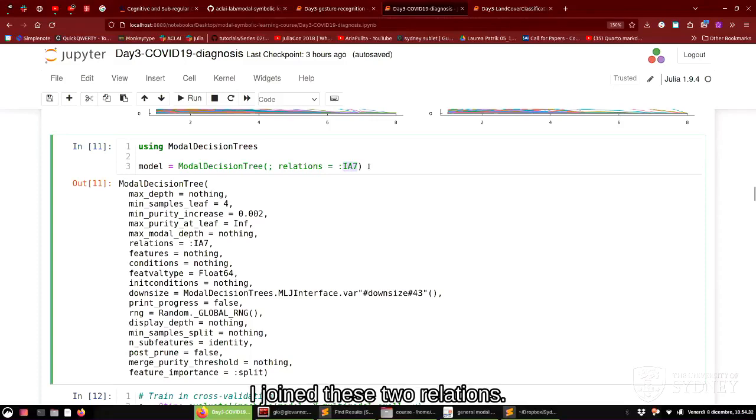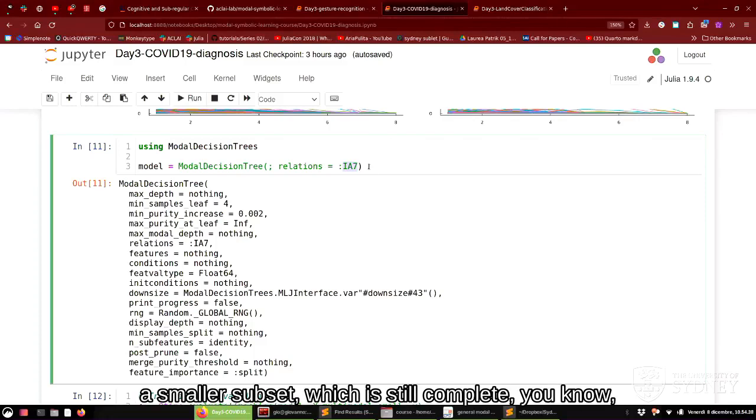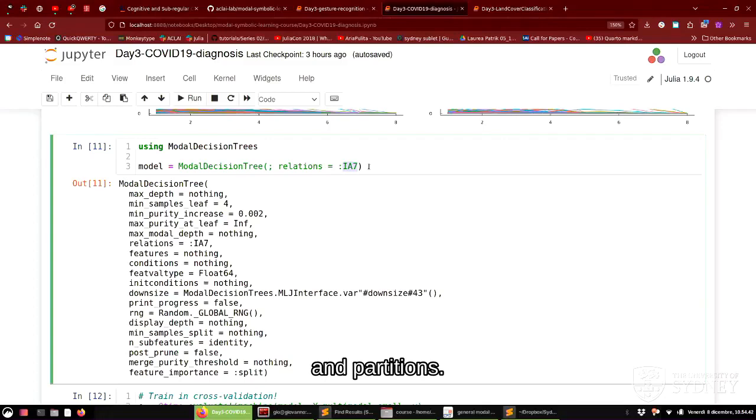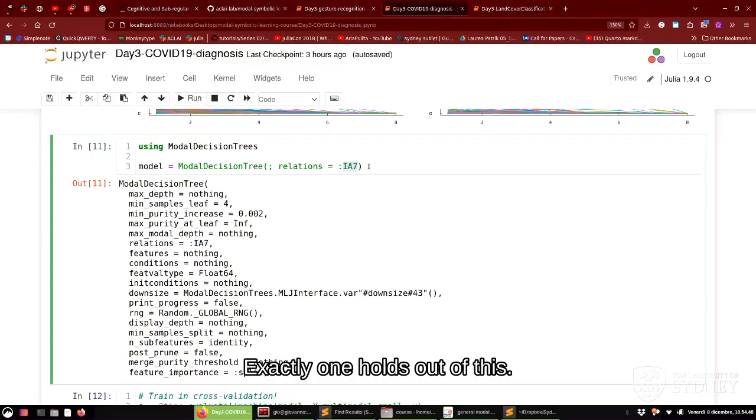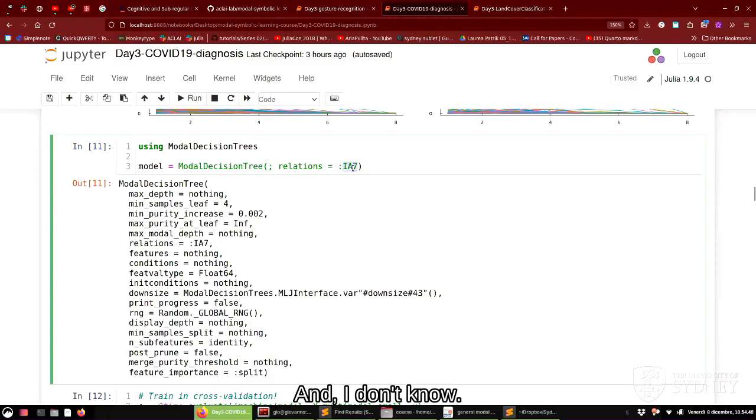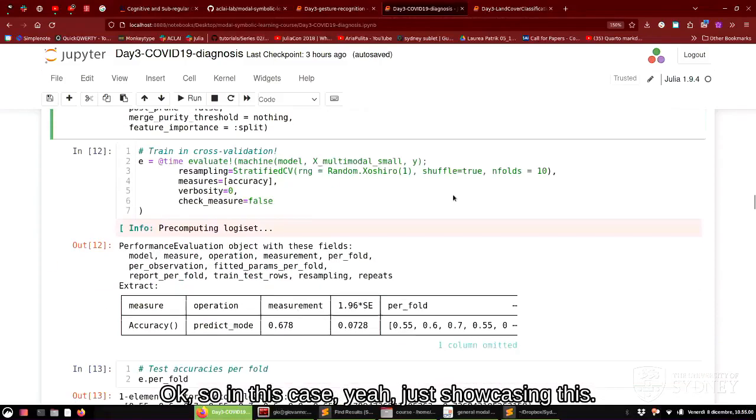I group some relations together, and I have a smaller subset which is still complete, and it partitions: between any two intervals, exactly one holds. I could choose to do this because that's the kind of reasoning that I want to use. I don't want to distinguish that from that. So in this case, I'm just showcasing this.